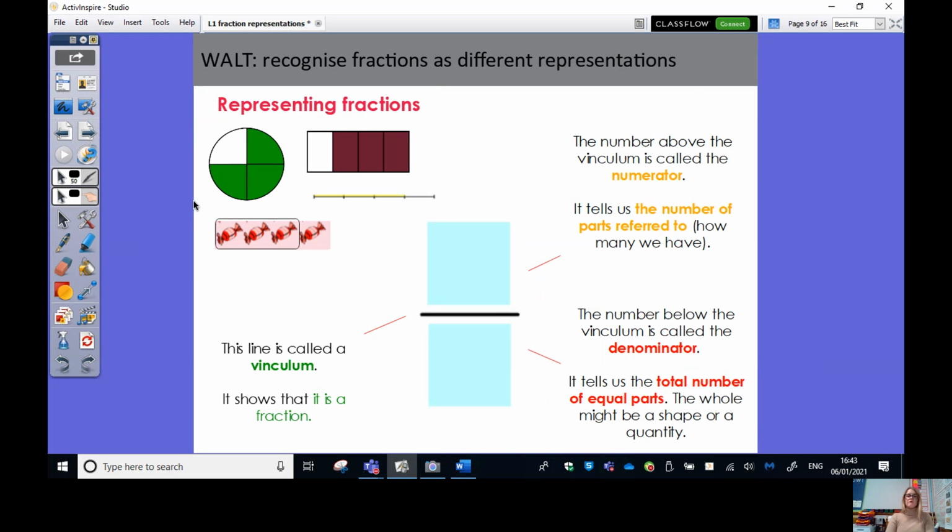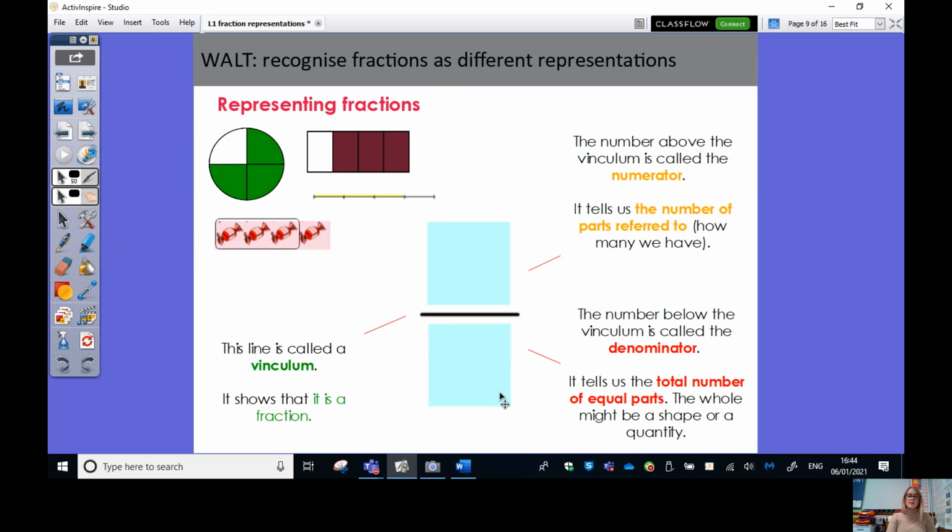Okay, so we're just going to quickly recap the different parts of a fraction and what they are called. Now, the line in between the two numbers we call a vinculum, and that's just there to show me that it is a fraction and it means that we are dividing, okay? The number above the vinculum on the top is called the numerator, which was one of our key words. Repeating after me, numerator. Fantastic. So it tells us the number of parts that are referred to, so how many parts we have.